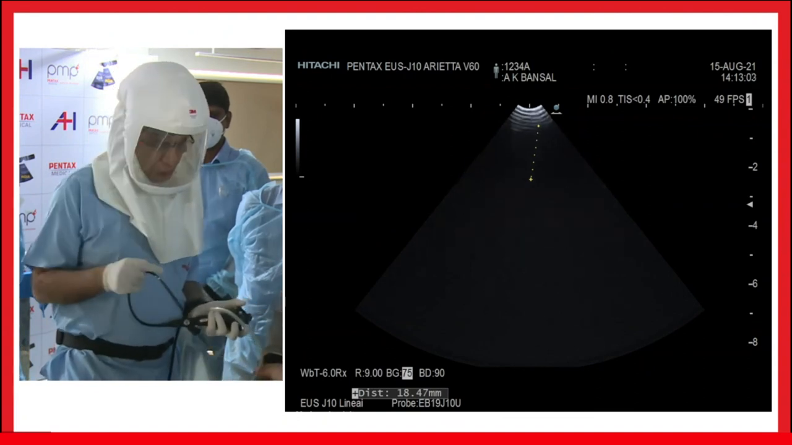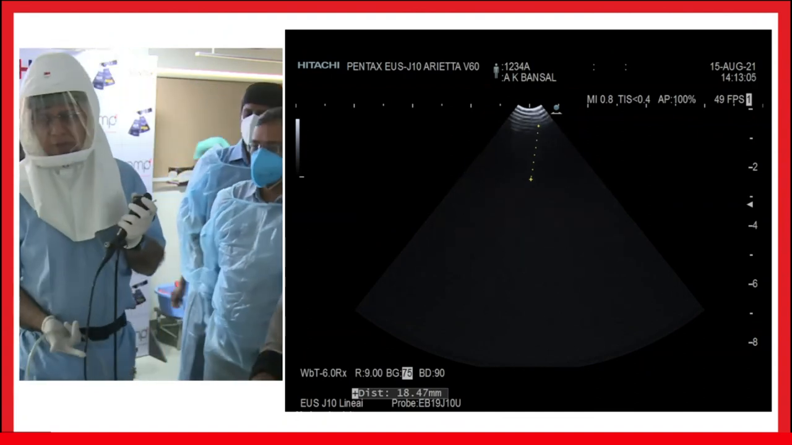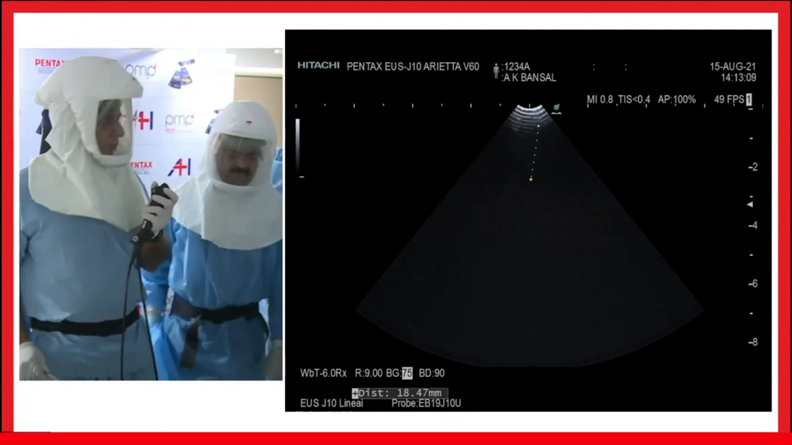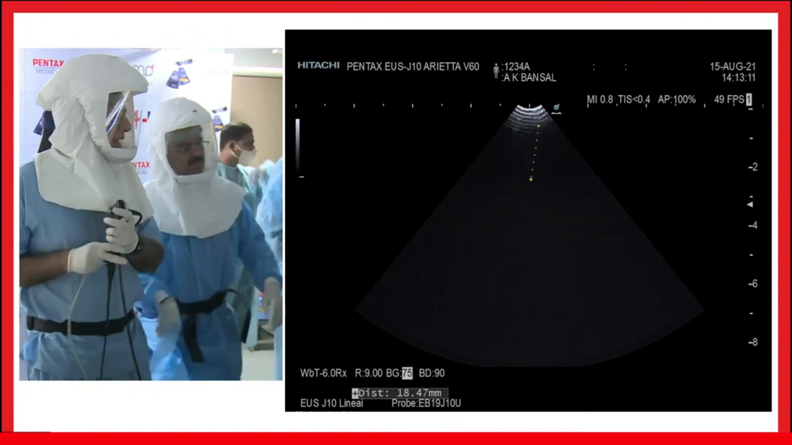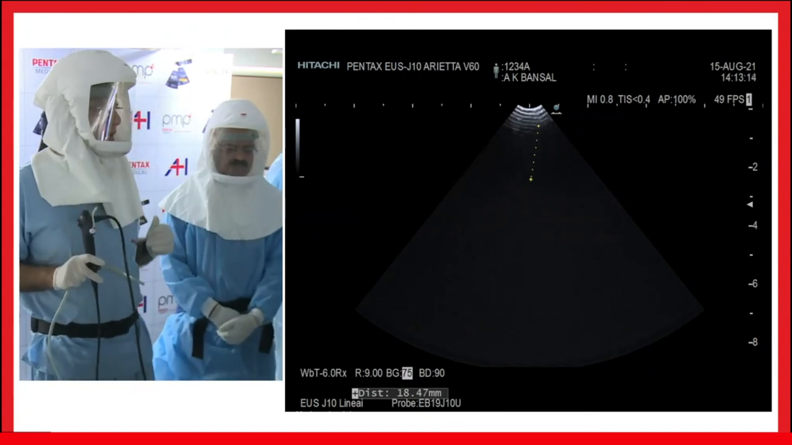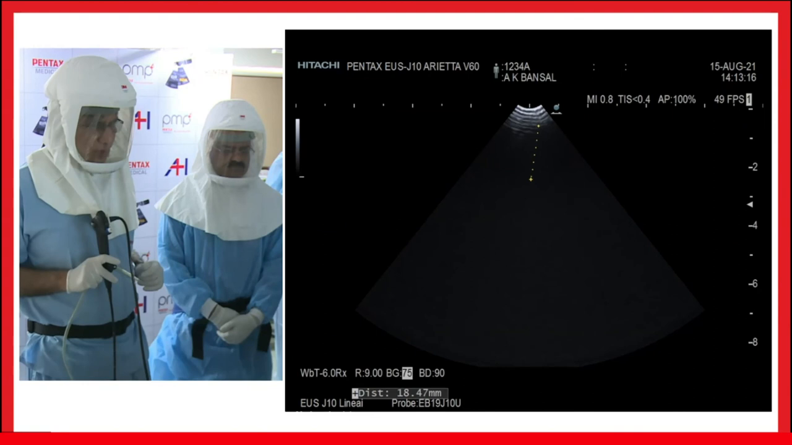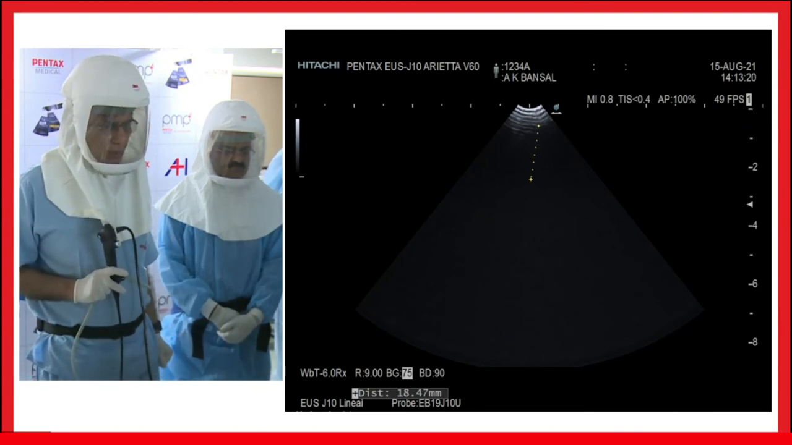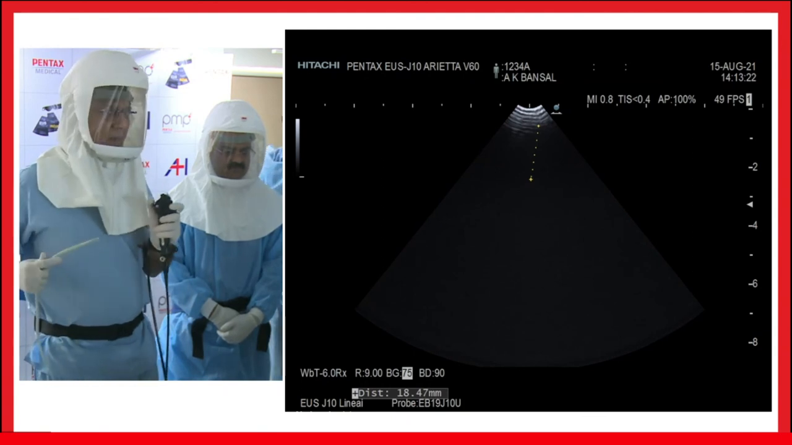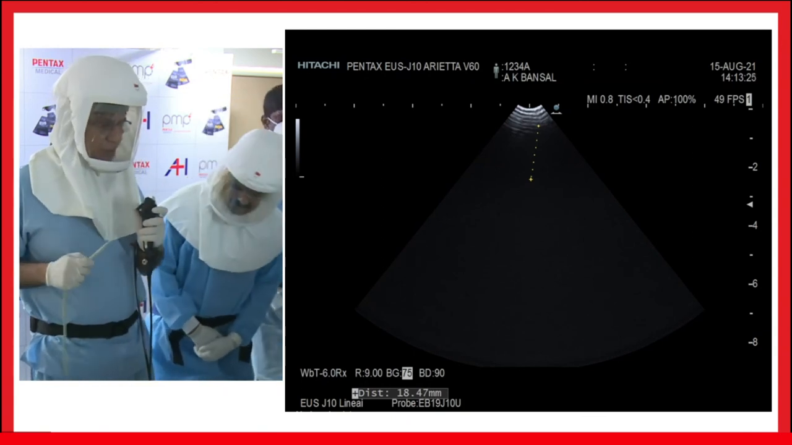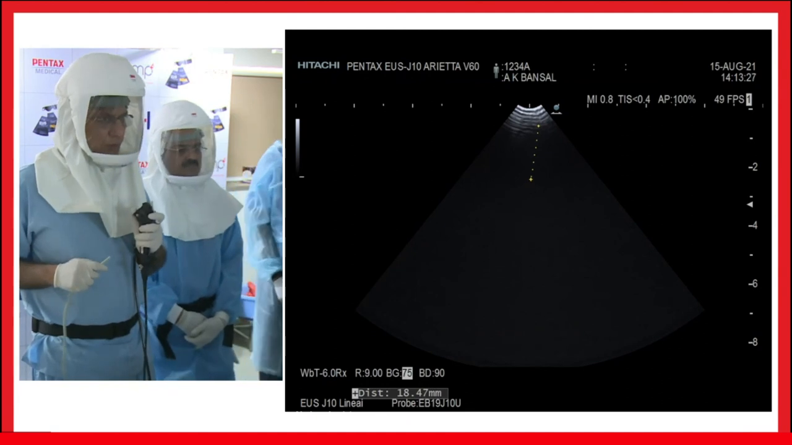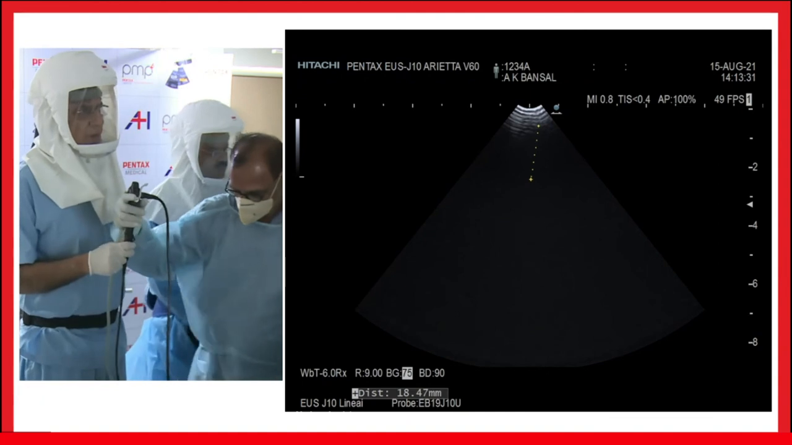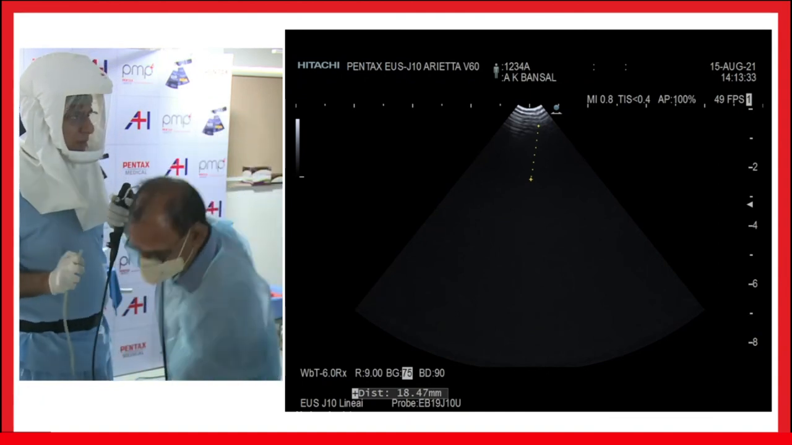So we will remove this scope and we will proceed with FNAC in this case. And you can ask your questions, because we have demonstrated from the right bronchus and the left bronchus the necessary cardiac structures. So can we put in a US scope or not? Because there was slight desaturation, we remove the scope and we'll proceed once the oxygen saturation is okay with the esophagus scope and the US-guided FNAC.